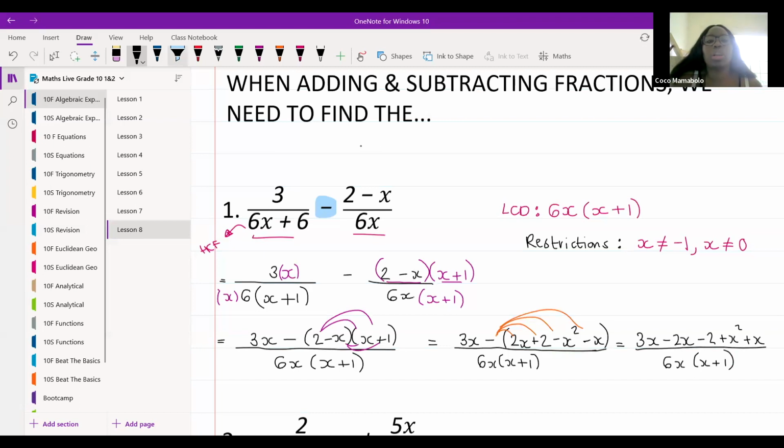All right. And then the only thing left to do here is to add our like terms. I know I've got 3x and negative 2x, and I've got plus x. Okay, those need to be added together. So I'm then going to get x squared, because there's an x squared there. And then 3x minus 2x, that's 1x plus x, that will give us 2x. So plus 2x minus 2, all of that over 6x into x plus 1. And that top part doesn't actually factorize, so there's nothing more we can do with it in any case.